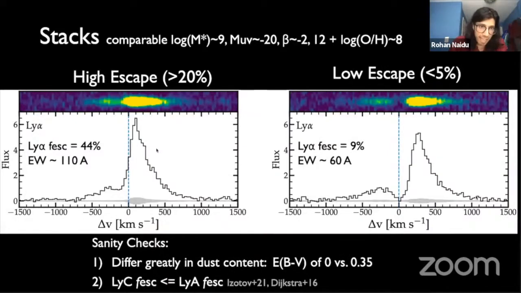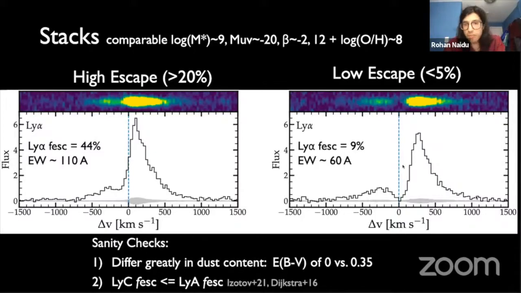So of course, by design, the profile is concentrated around line center in the high escape sources. In the low escape sources, it's a much broader profile. The peak separation is very high. I also want to emphasize that both these stacks have comparable stellar mass, comparable MUV, comparable beta, comparable gas phase metallicity. So the differences between them can't be attributed to these properties, at least within the dynamic range that we explored.